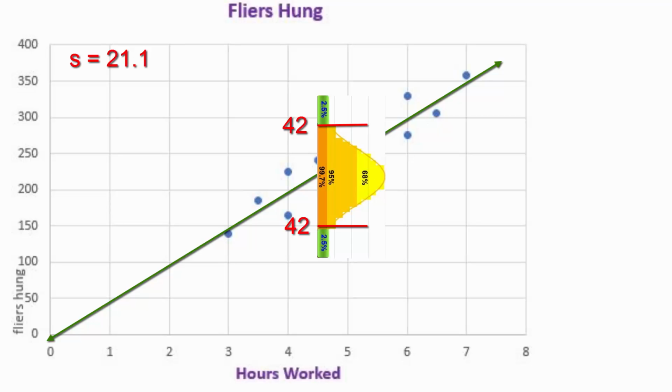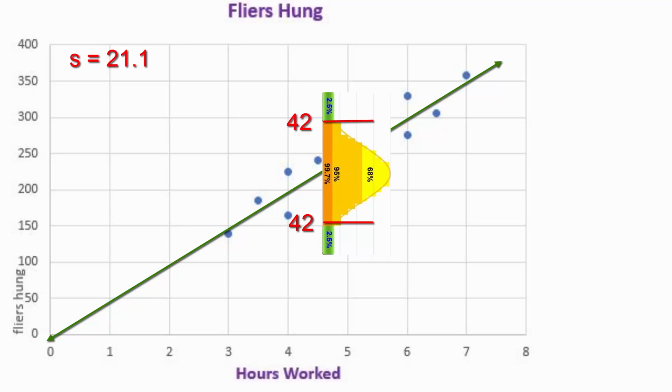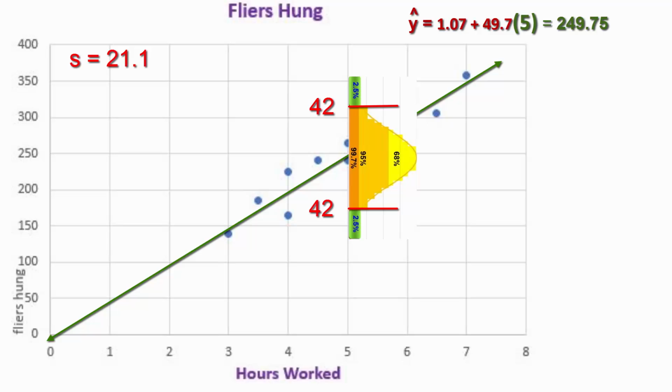Therefore, as we use our linear model LSR line to predict in the future, we will expect random chance fluctuation. For a worker hanging flyers 5 hours, we would predict 249.75 flyers hung, pretty much 250, but the results will tend to fluctuate due to random chance from about 42 below to 42 above the prediction of 250 flyers.